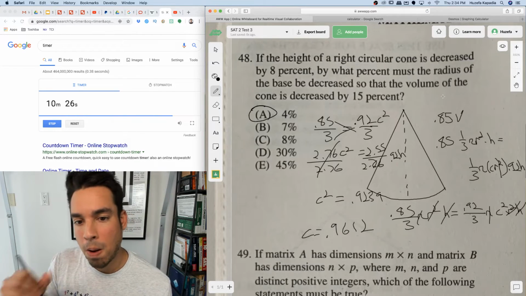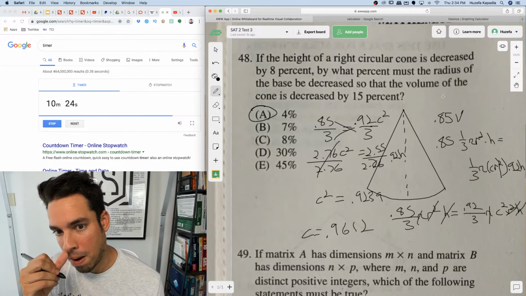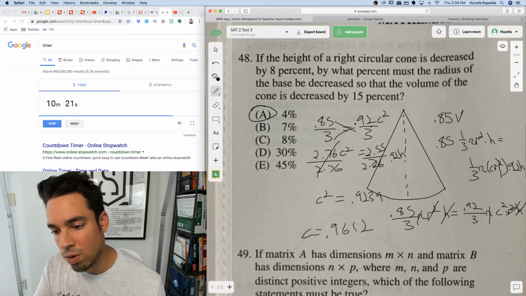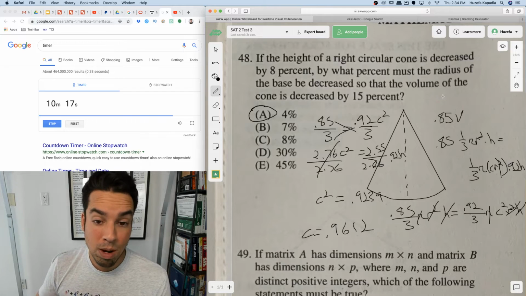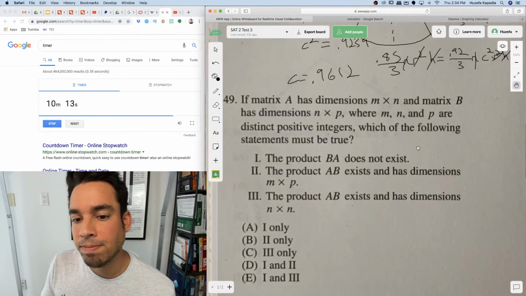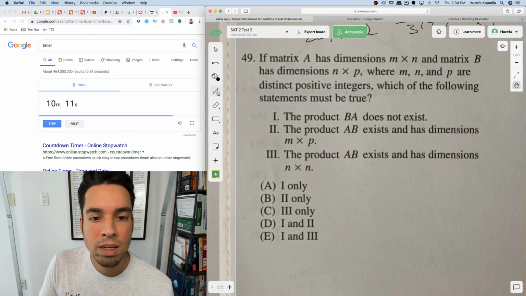By what percent? I should say approximately, right? But I think that's close enough. It didn't say approximately, it said by what percent, so that makes it a little suspicious, but I think that's right. Okay, matrix A has dimensions m by n.